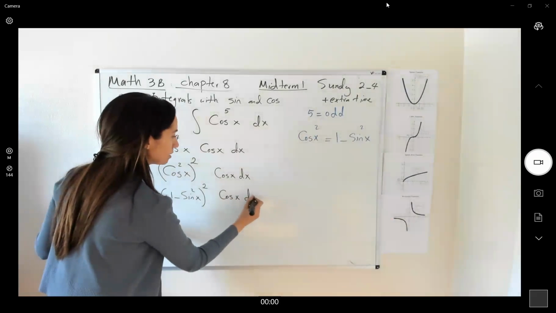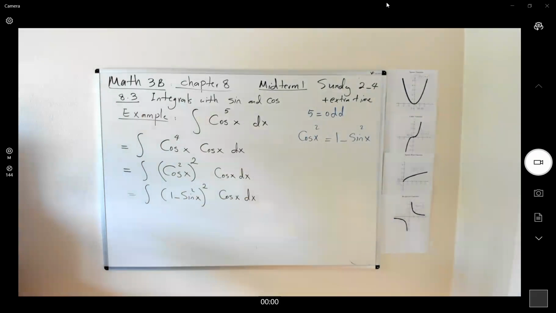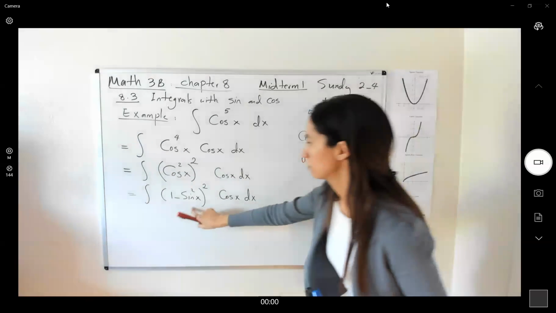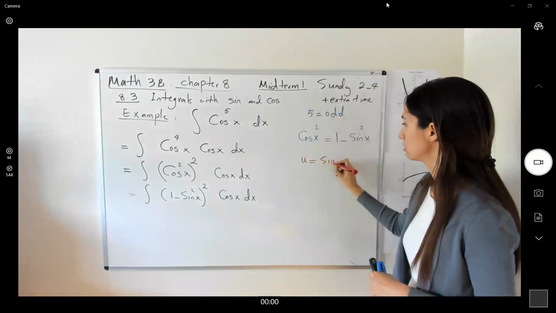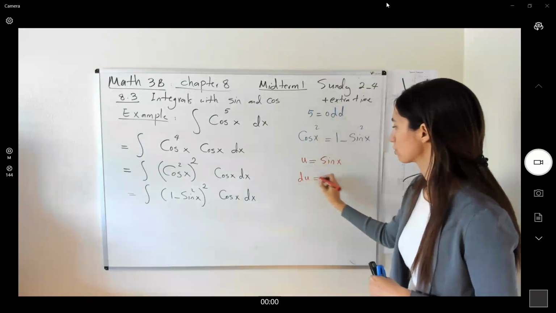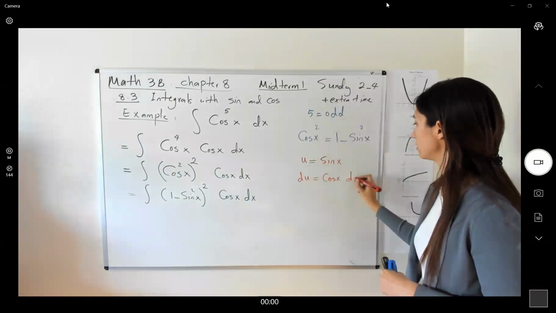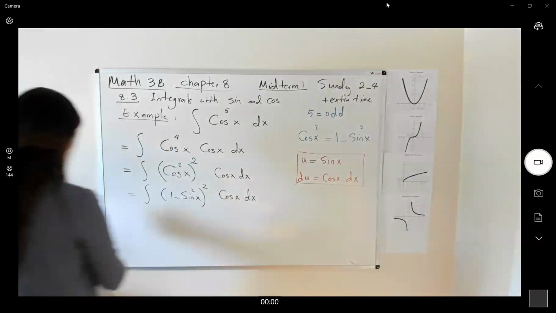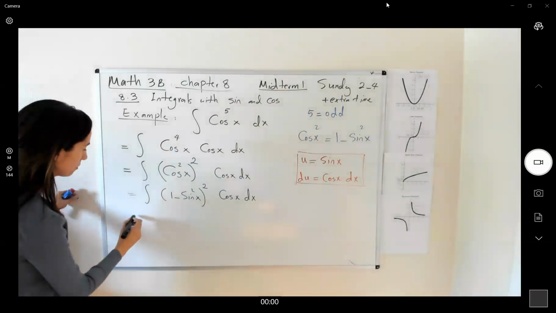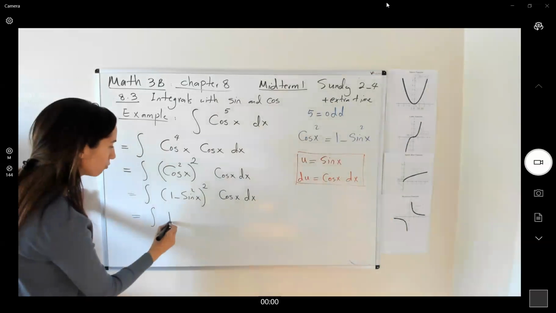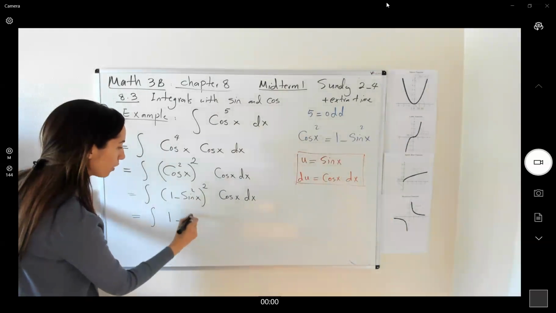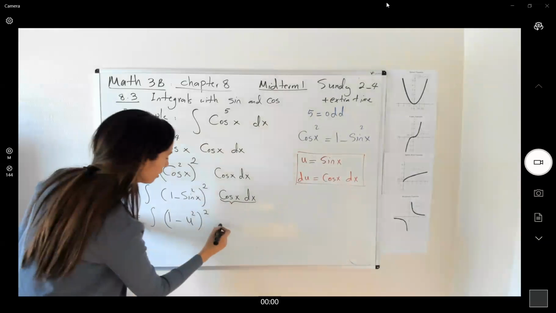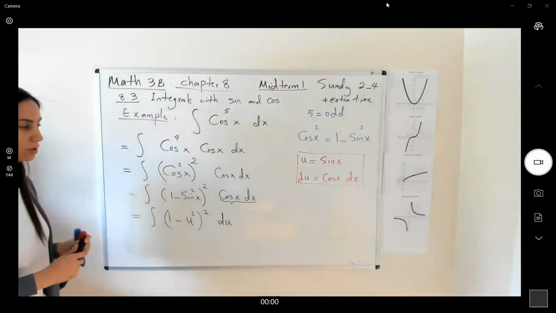and I have cosine x dx. Well, let u be sine of x, du is going to be cosine x dx. I'm going to use substitution. So this is equal to the integral of 1 minus u squared raised to the second power, and this cosine x dx is nothing but du. There you go.